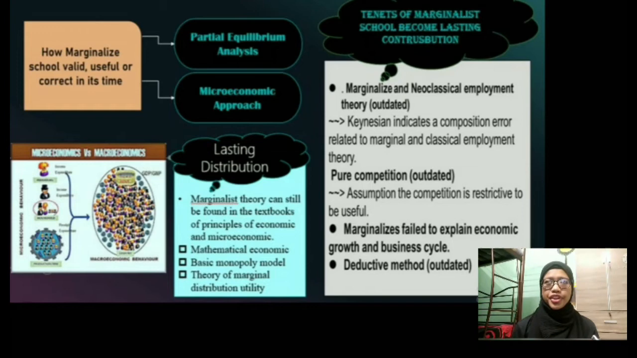So, the partial equilibrium analysis is one of the ways the marginalist school was valid, useful or correct in its time. This is because the partial equilibrium analysis, championed by many members of this school, was useful for abstracting from the complexity of the real world.